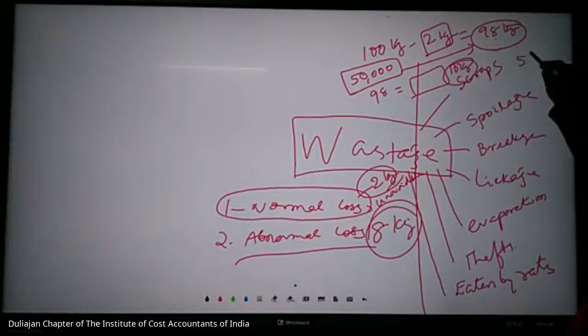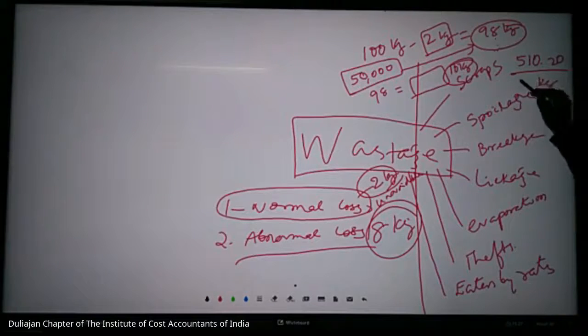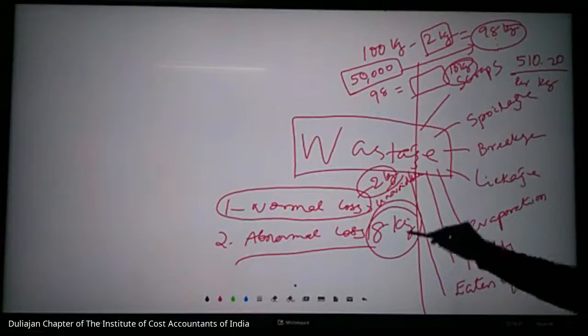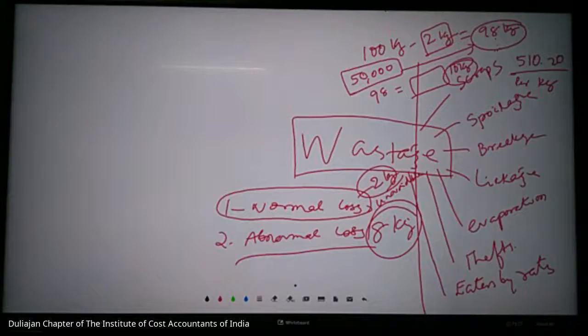$510. So 510.20. This is my normal cost per kg. Now, suppose that for that month there is an 8 kg loss. How do I account for this? I calculate 510 per kg.